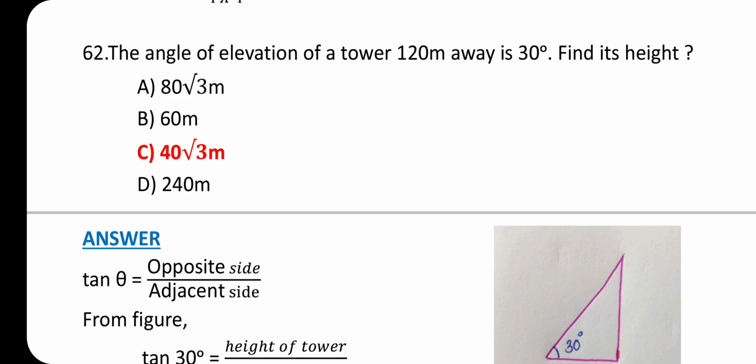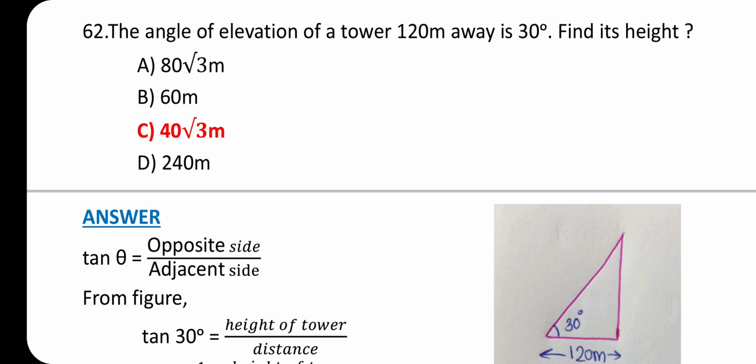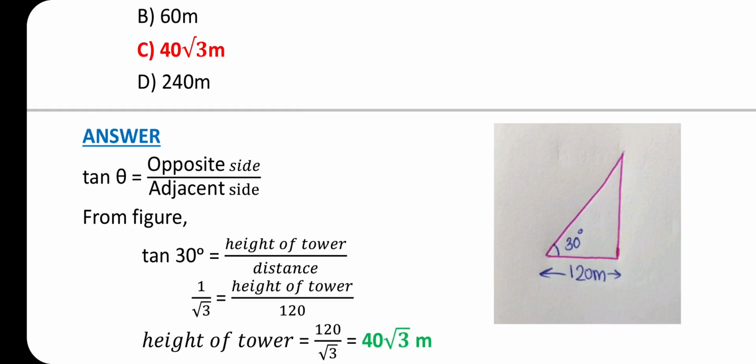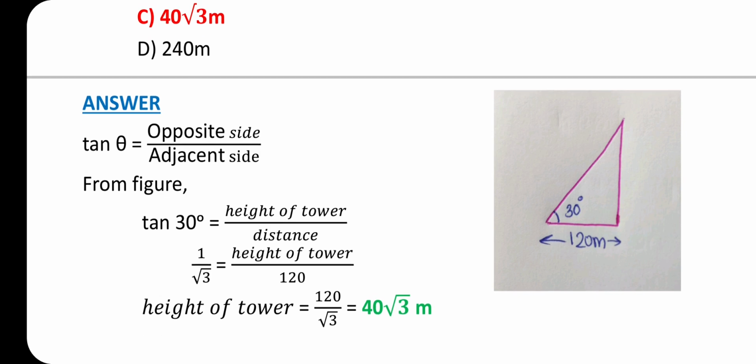Question number 62. The angle of elevation of a tower 120 meter away is 30 degree. Find its height. The answer is option C, 40 root 3 meter. Given that angle is 30 degree. So tan theta equal to opposite side by adjacent side. From the figure we know tan theta equal to height of tower divided by distance.